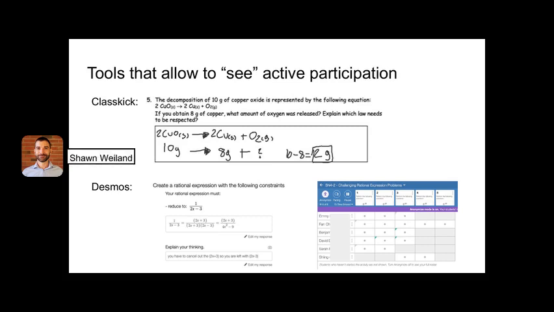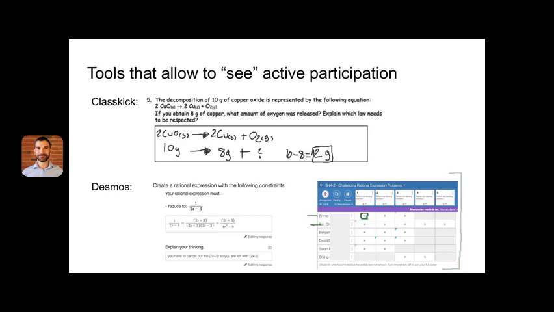Both Desmos and ClassKick have a dashboard that you can use to monitor the students as they progress through your activity. Here is an example of the Desmos dashboard. You can see that this is broken down student by student, and the little dots indicate that this student has either interacted with or completed that particular task.